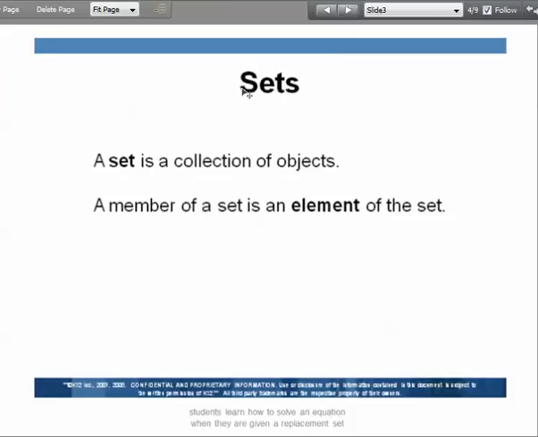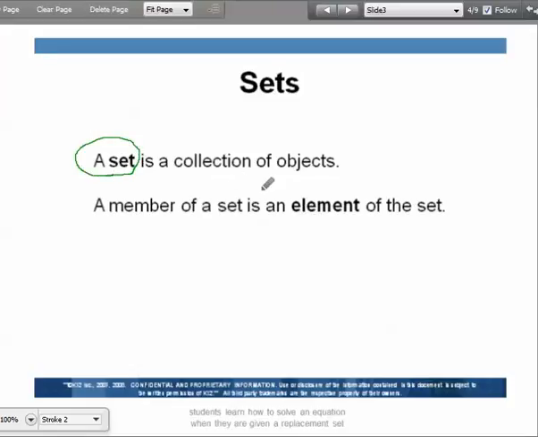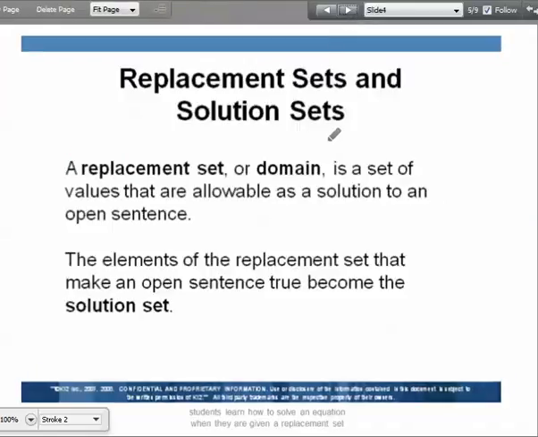What's a set, Mr. Green? That's kind of an unusual word. A set is a collection of objects. So if you have a collection of butterflies, it's called a set of butterflies. Okay? Anything that is a member of that set is an element. So one butterfly might be an element in that set. So here's what we're talking about here: we're going to come up with some sets and we're going to call those replacement sets. Okay?